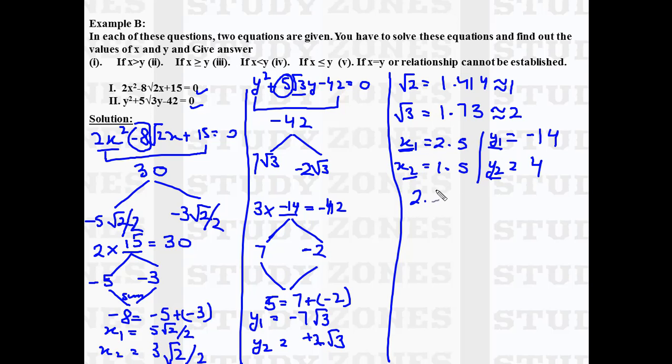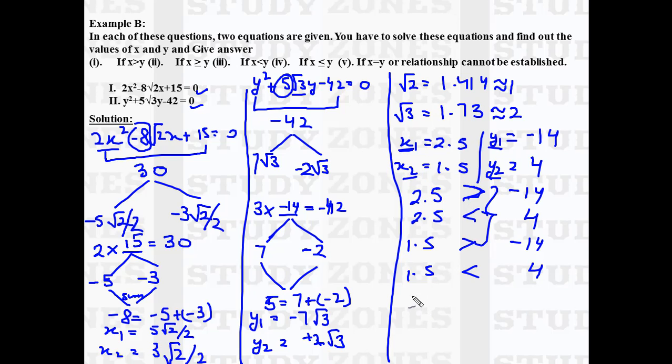So x1 equals 2.5, y1 equals minus 14, y2 equals 4, x2 equals 1.5. Now 2.5 is greater than minus 14 and 4 is greater than 2.5, 1.5 is greater than minus 14 and 4 is greater than 1.5. So here we are not reaching any conclusion, so we can say that the relationship cannot be established. So the final answer is option number 5, that is, the relationship cannot be established.